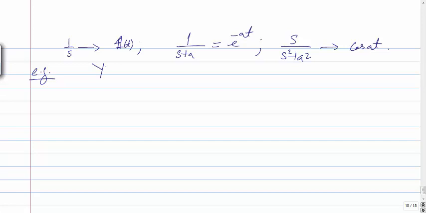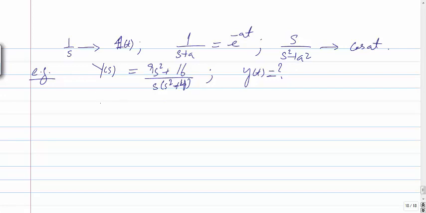For example, if we have an output given to us as Y of s equal to 9s square plus 16 divided by s into s square plus 4, and we have to find y of t, how do we do that? This type of relation is not available in the table, so we do some mathematical manipulation to transform it to the required property and solve it. As you know, this is a partial fraction, and we can solve it using partial fractions.